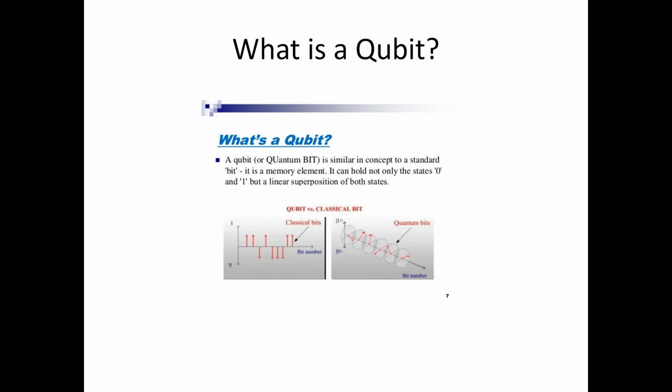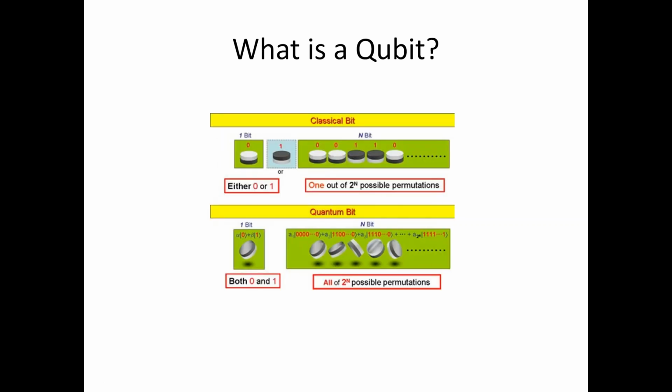Now let's get to qubits, because I want to relate qubits to you. A qubit is similar to the concept of a standard bit. It's a memory element. Classically it holds the states 0 and 1. In all our existing computers we have 0s and 1s, and the way they're organized and moved around is what makes a computer. But in quantum, it's a linear superposition of both states. So you have both of them around potentially at the same time in the computer until you get the final answer.